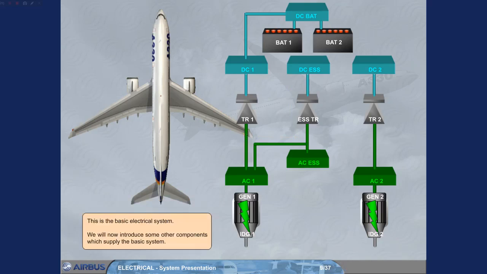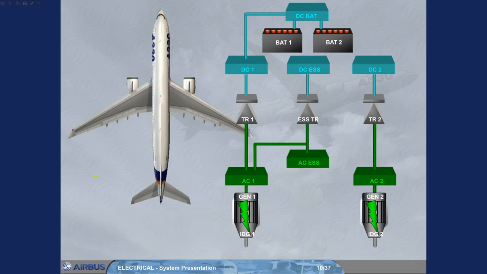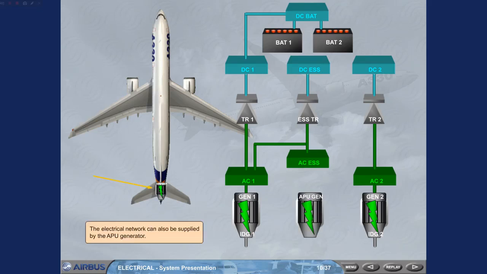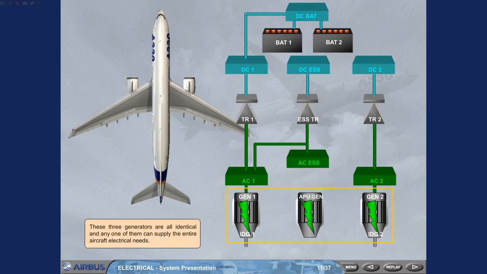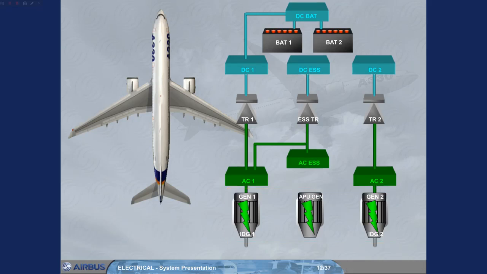This is the basic electrical system. We will now introduce some other components which supply the basic system. The electrical network can also be supplied by the APU generator. These three generators are all identical, and any one of them can supply the entire aircraft electrical needs. On the ground, the aircraft can be supplied by one or two external power sources.